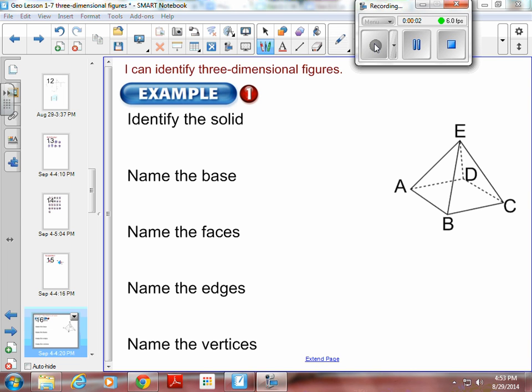Hey, geometry, this is chapter 1, section 7. This is our first example. We want to identify the solid and then name its bases, faces, edges, and vertices.